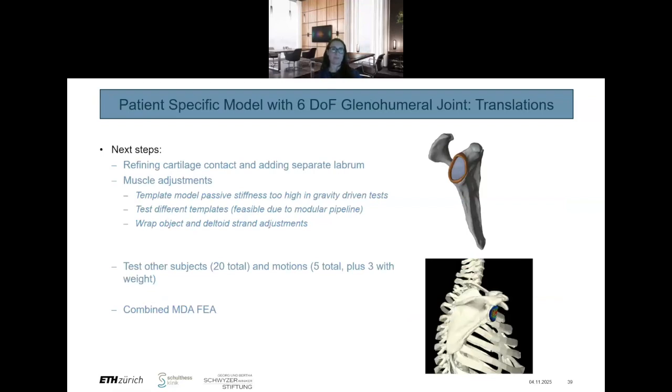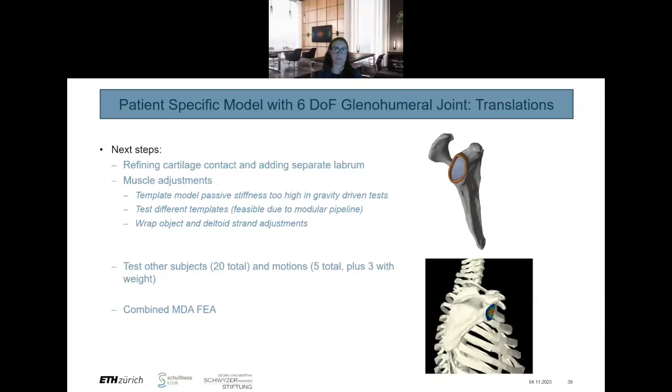So the next step would be to refine the cartilage contact and adding a separate labrum, because we also think that that adds a little bit of stability. As I said, there's a lot of work to be done on the muscle adjustments. So right now they're very simplified in the original template model, and there are also some issues we've run into with passive stiffness in the deltoid being too high in the template model.